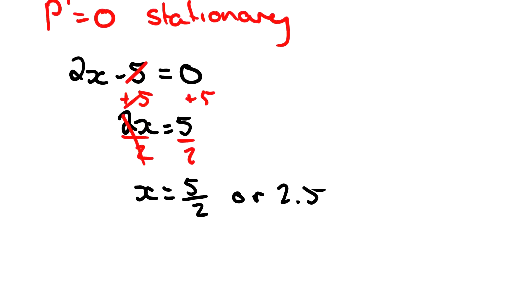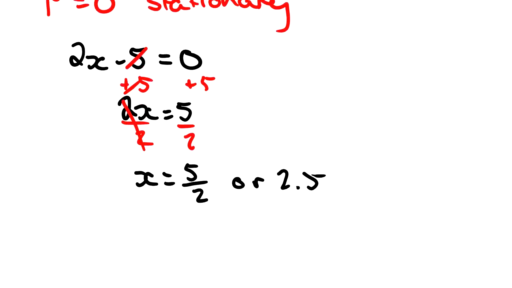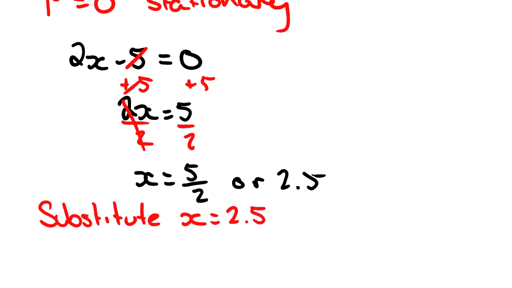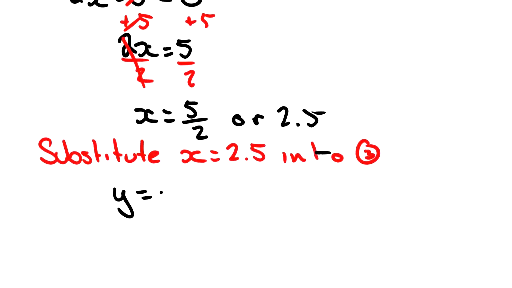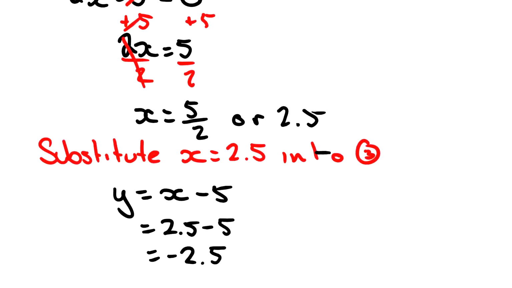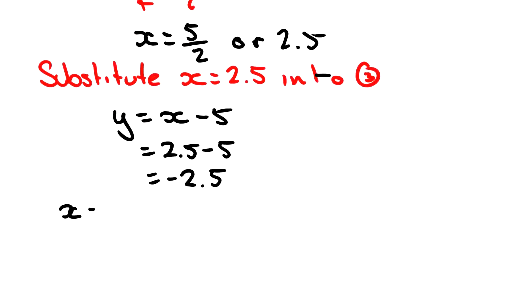So let's find our y value. And to find that, all we need to do is substitute x equals 2.5 into our third equation we had up there. So that was y equals x minus 5. So we have 2.5 minus 5, which is negative 2.5. So what this means is we have our x, which is 2.5, and we'll have our y, which is, sorry, negative 2.5. So those are our two values.